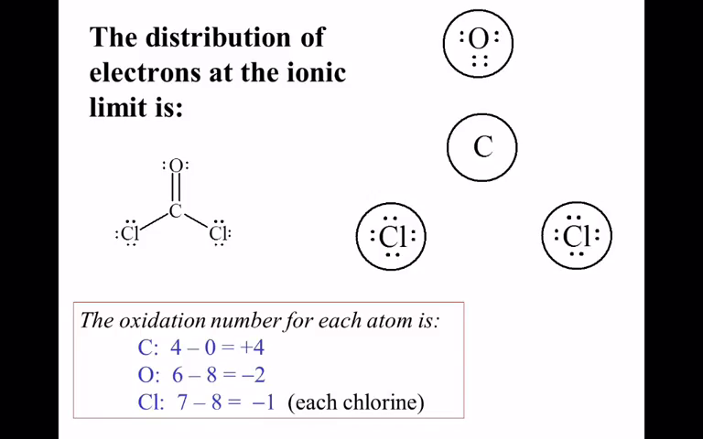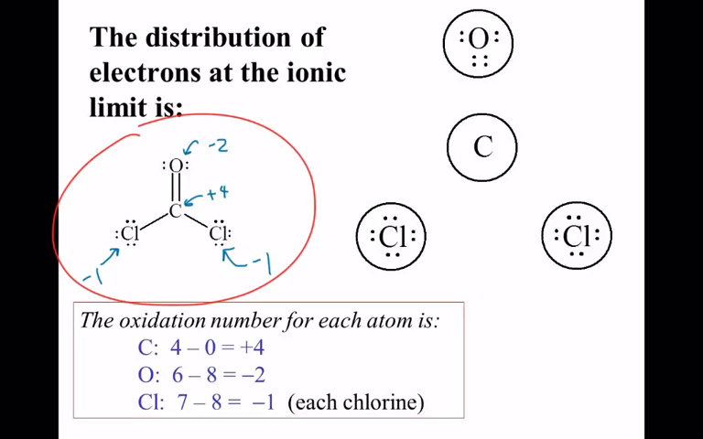One of the rules for assigning oxidation numbers: we said plus 4, minus 2, and these are both minus 1, minus 1. If you have a neutral molecule like this, all the oxidation numbers need to add up to be equal to 0. And that's totally what we got going on there. It's wonderful.